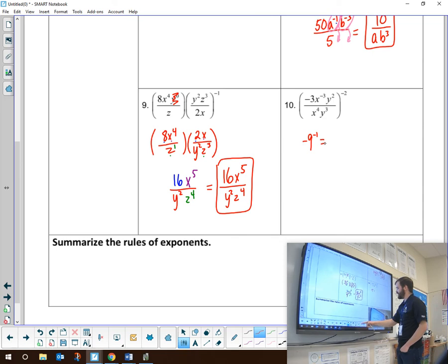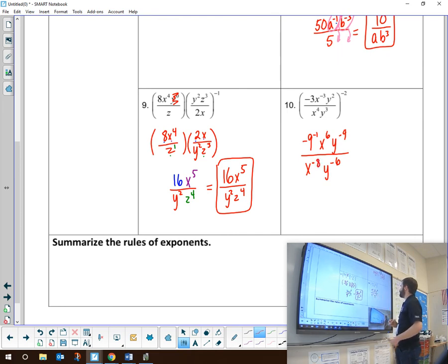Then x to the negative 3. X to the negative 3 to the negative 2 is going to be x to this positive 6, because negative 3 times negative 2 is going to give me a positive 6. Y squared to the negative 2 is going to be y to the negative 4, because 2 times negative 2 is negative 4. Then x to the 4th times negative 2, that's going to be x to the negative 8. And then y to the 3rd to the negative 2 is going to be y to the negative 6. Okay? Sorry, I messed up here, didn't I? This isn't negative 6. This should be a negative 8.